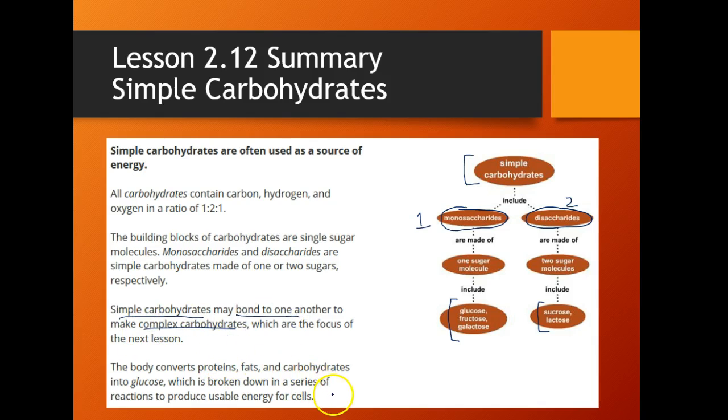The body converts proteins, fats, and carbohydrates into glucose. Remember, that was the main monosaccharide that is present. And glucose is broken down in a series of reactions to produce usable energy for cells, which we're going to call ATP. So again, simple carbohydrates are extremely important because they not only are building blocks of carbohydrates, but they're a source of energy, because we break them down in order to make our usable energy, which is called ATP.